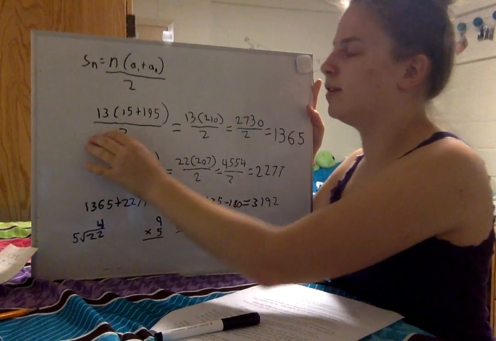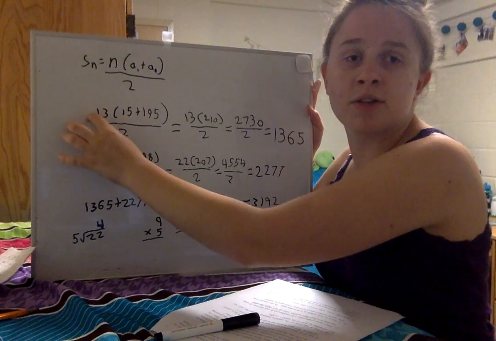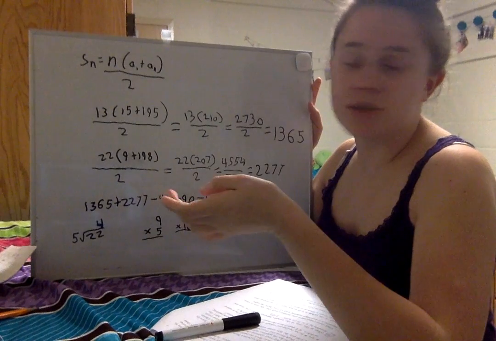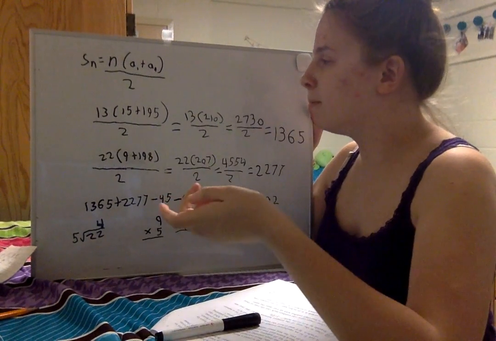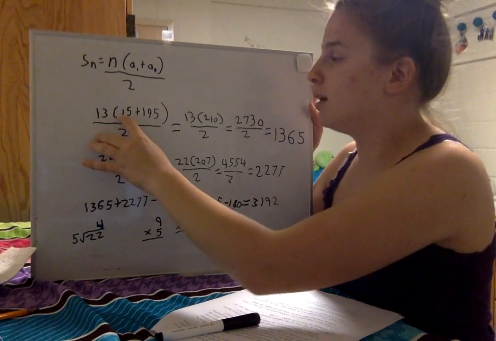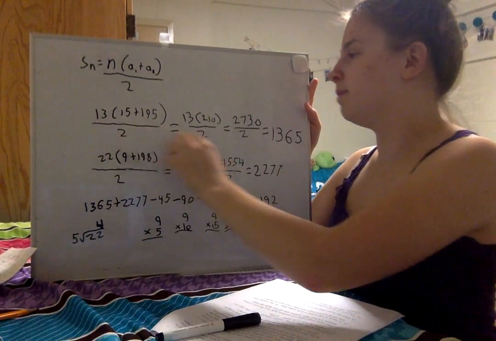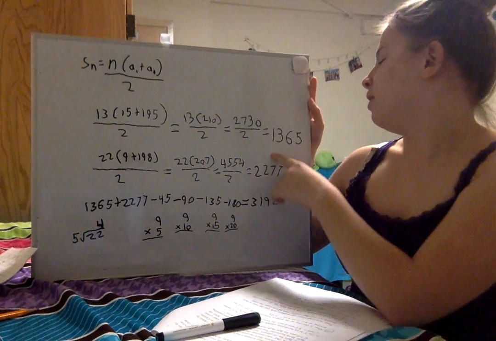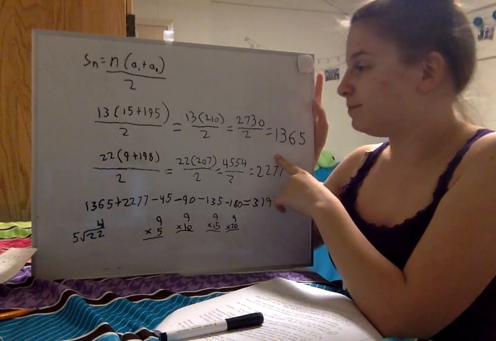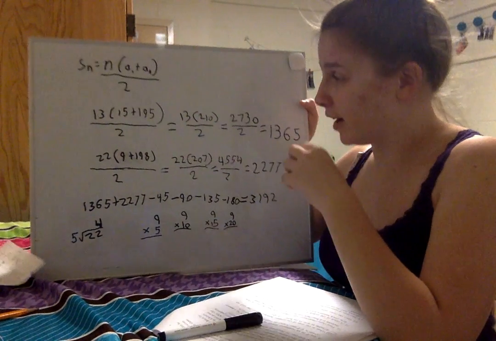So then I started with 15, and I knew that there was going to be 13 numbers between 1 and 200 that are going to be divisible by 15. And I knew the first term would be 15, and the last term would be 195. And I divided that by 2, and then I simplified. And I got 1,365. And then I did the same thing for 9.